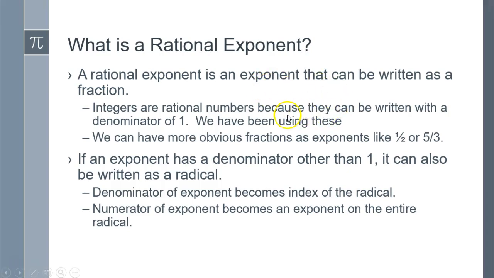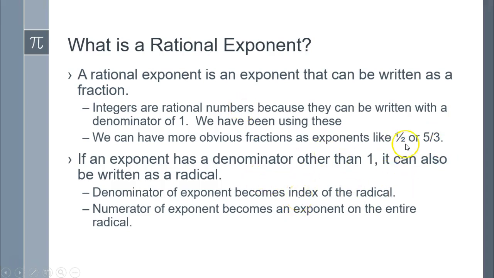So the number 3 is an integer, but it can be written as 3 over 1, and that makes it a fraction, so it is a rational number. But now we're going to start looking at denominators that are different than 1, like 1/2 or 5/3. So if an exponent has a denominator that's different than 1, it can be written as a radical. The denominator of the exponent, in this case the 2 or the 3 here, becomes the index of the radical.